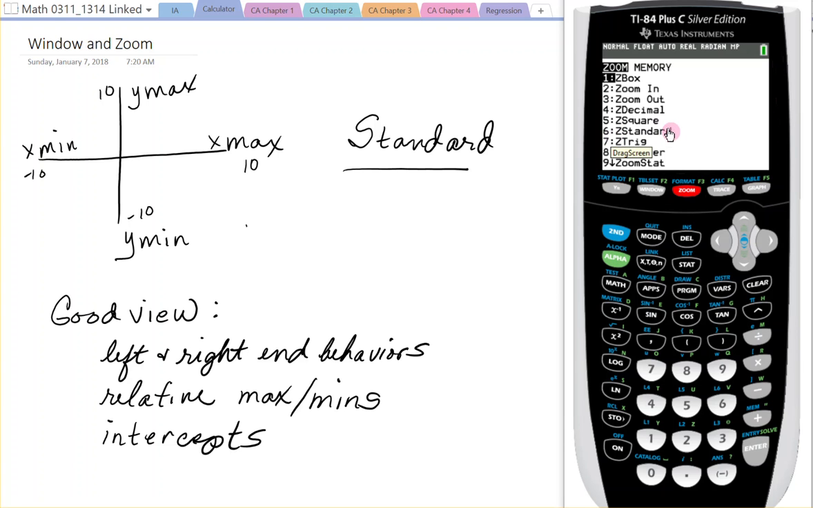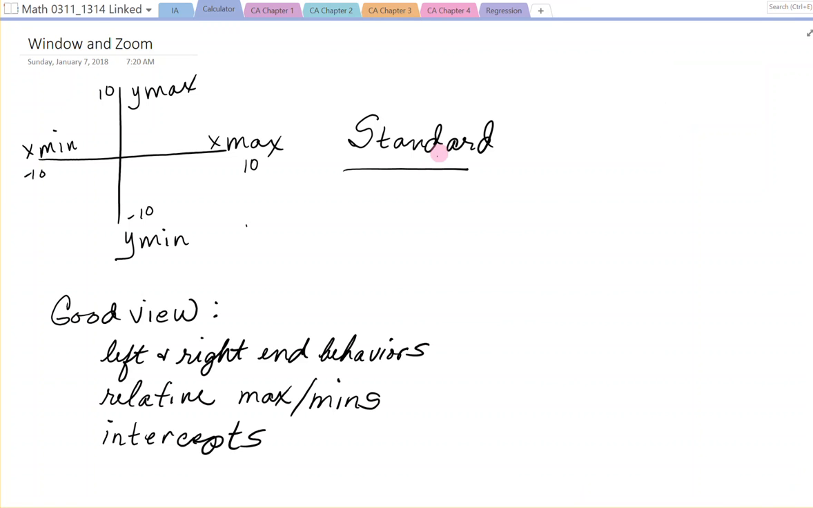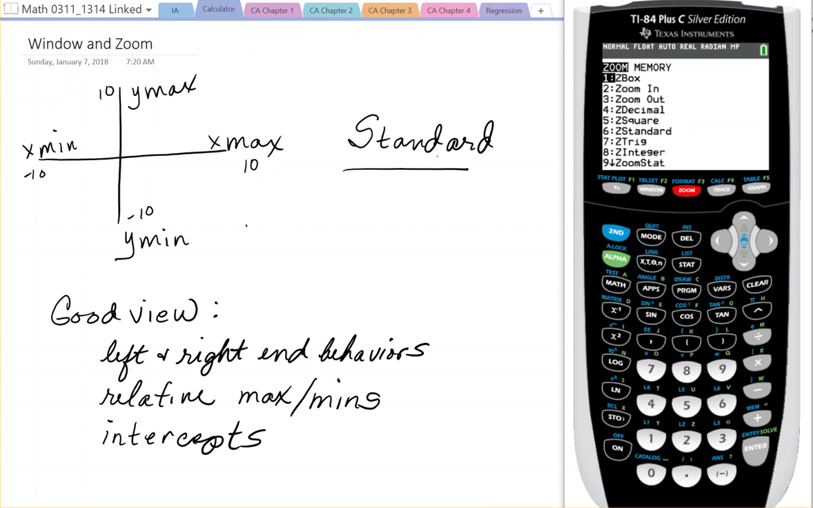Zoom 6 is zoom standard. Remember I said a standard viewing window was negative 10 to 10, negative 10 to 10. If I choose number 6, you can either hit a 6 or you can scroll down to 6, either way, and hit enter. Whoops, sorry, I just did the wrong zoom. Let me go back. I hit the wrong zoom button. Okay. All right, I'm just going to hit a 6. It's negative 10 to 10, negative 10 to 10.